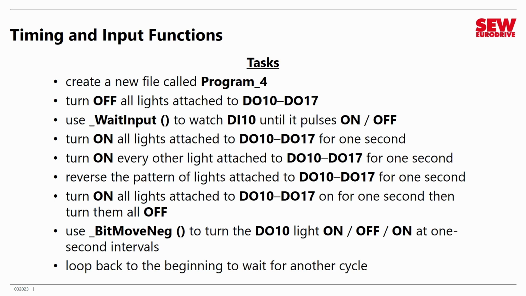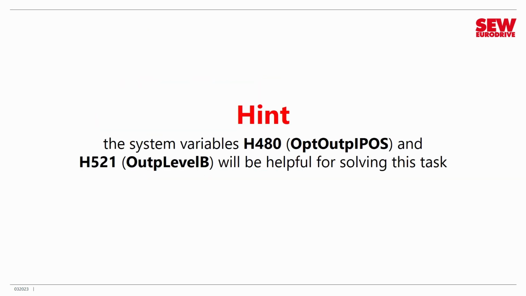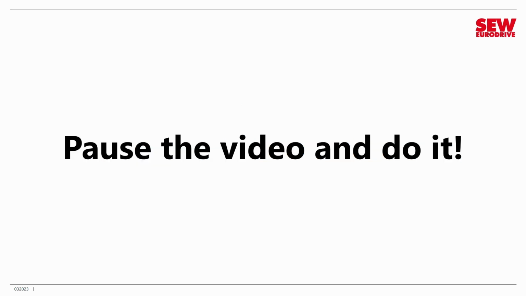Use whatever techniques or functions you like. Here's a helpful hint for you. There are two system variables which will help you to solve this task. They are H480 and H521. They go by the names opt-outp IPOS and outp level B. They will definitely help you in solving this problem. Pause the video, go do it. Then when you're done, come on back and I'll show you how I solved it.